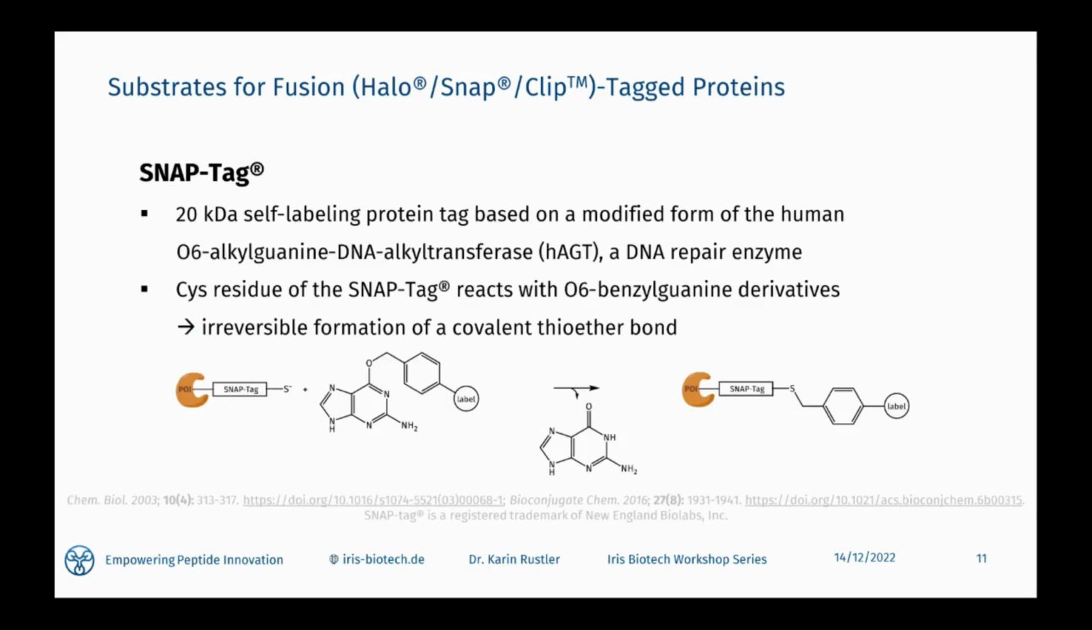Similar is the snap tag. So in this case, a cysteine residue of the snap tag reacts with O6-benzylguanine derivatives. Also in this case, a covalent bond is formed and functional moieties or labels can be introduced via the ligand.